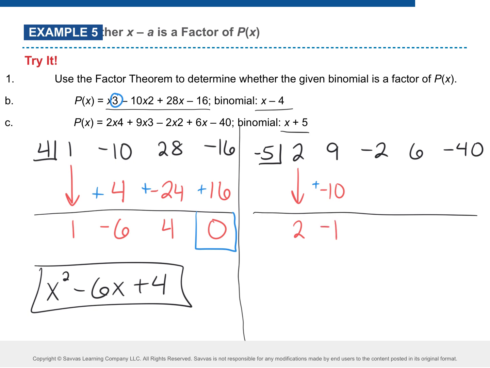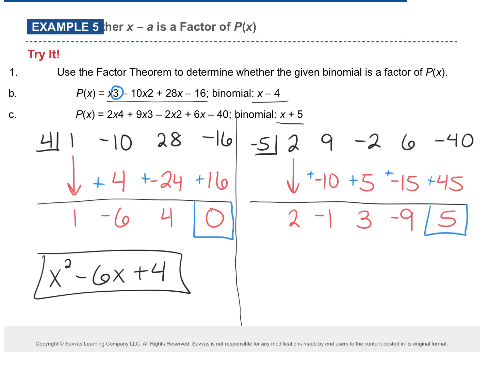Negative 1. Okay. Keep doing the same process over and over again. What's negative 5 times negative 1? 5. Add those together. I get 3. What's negative 5 times 3? Negative 15. Add those together. I get negative 9. Negative 9 times negative 5 is positive 45. Add those together. I get 5. What should I do with that? Box it. How do I know that's my remainder? Because I can't go any farther.